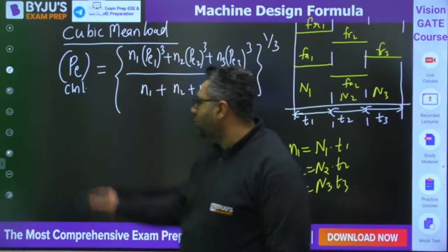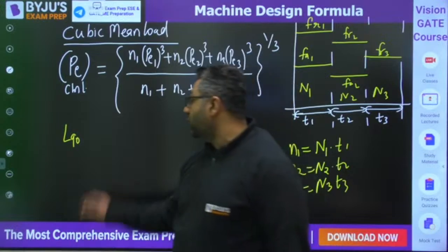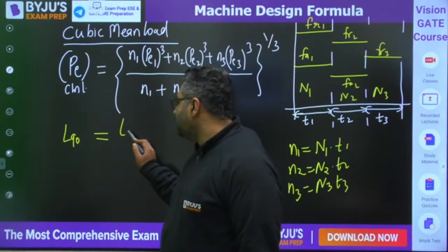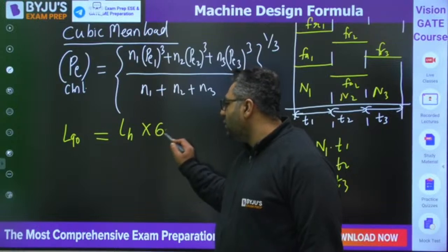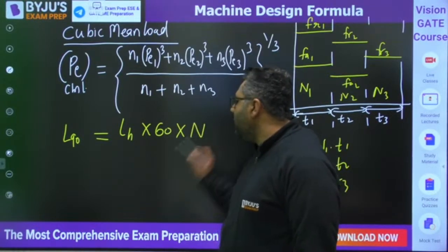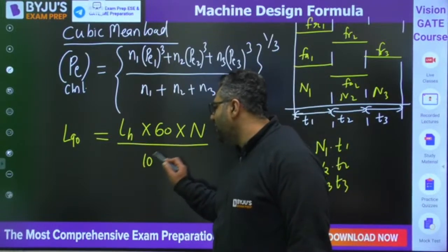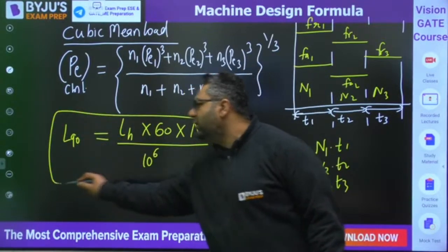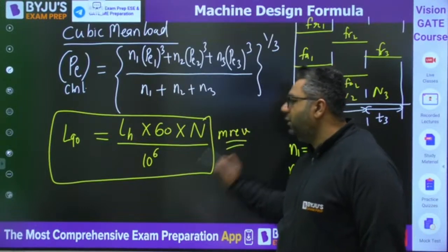Now we are talking about the rated life. So if we want to find out the rated life in millions of revolution, then my dear, let us say in hours it is given to you. You would be multiplying it with 60 to convert it into minutes. You would be multiplying it with the RPM so that you can convert it into revolution. You would be dividing it by 10 to the power 6 so that you get the life in millions of revolution. So you know what is the meaning of rated life.